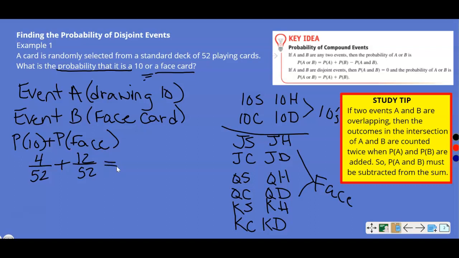So remember, when you're adding fractions, add the numerator, keep the denominator. 4 plus 12 is 16 over 52. Okay, 16 over 52. Both those reduce by 4. So we can reduce that to 4 over, 4 goes into 52 thirteen times, and 12 goes into 12 3 times. So 4 over 13. And we can see what that equals here.